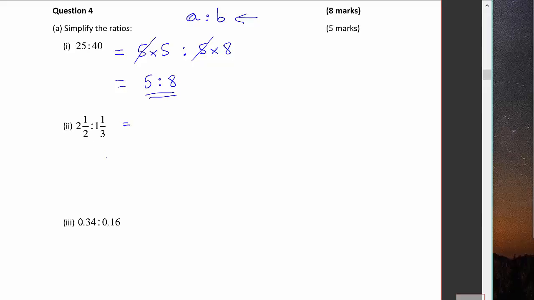When we're dealing with fractions, we have to turn them into improper fractions. So 2 times 2 is 4, add 1 is 5, 5 over 2. 3 times 1 is 3, add 1 is 4, 4 over 3. And then we're going to need to have these over the same denominator. So 6 is a good one for 2 and 3. So 2's been multiplied by 3, do the same to 5. 3's been multiplied by 2, do the same to 4. And when we're in that situation, we can now ignore the denominator. So we have 15 to 8.